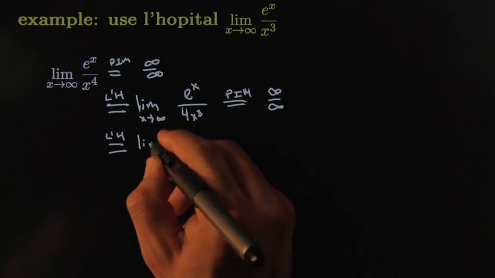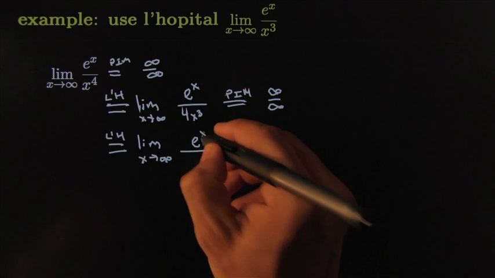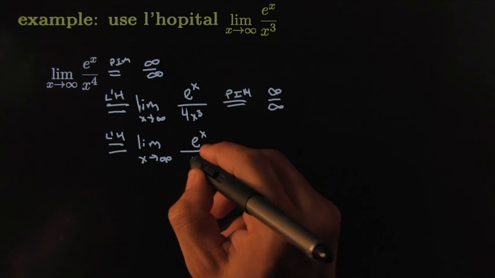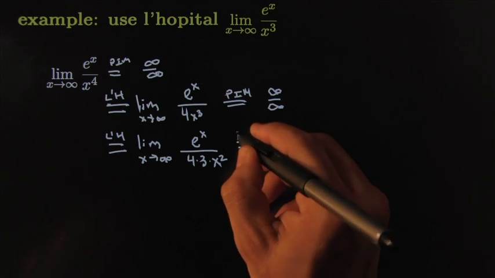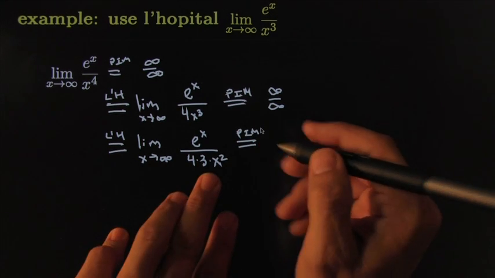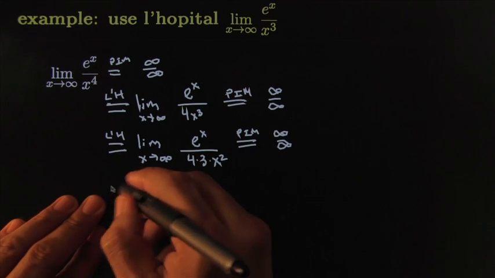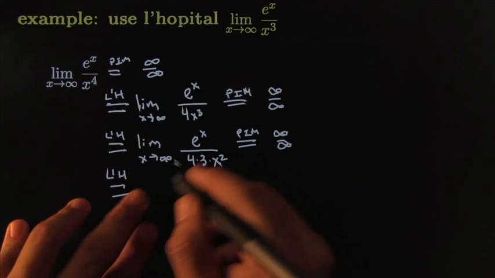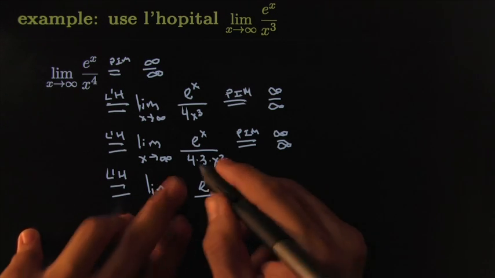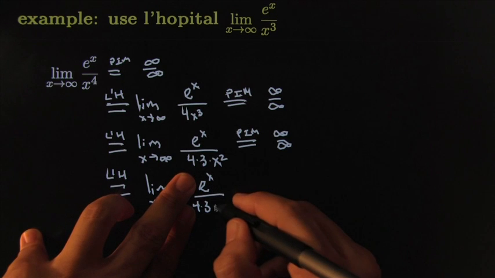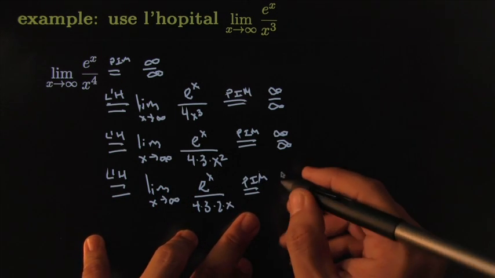So I do it again, the limit as x goes towards infinity. On the numerator, that would be e to the x. On the denominator, of course, that would be 4 times 3 times x squared. And then I could try the plug-in method again, and it would give me infinity over infinity. You say, whoa, this is a L'Hopital party going on here. I could do L'Hopital again, and I get the limit as x goes towards infinity, e to the x all over 4 times 3 times 2 times x, and I give myself another chance at the plug-in method.